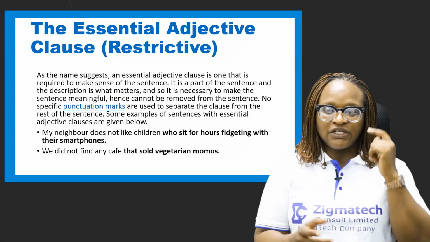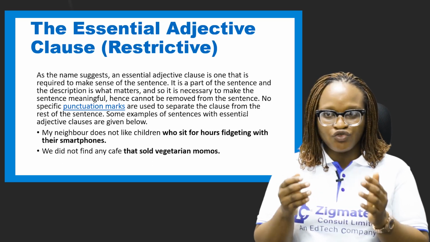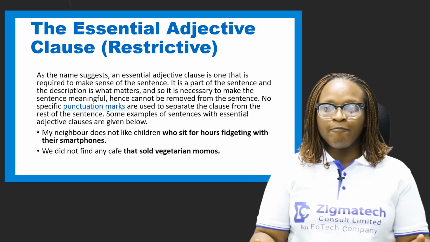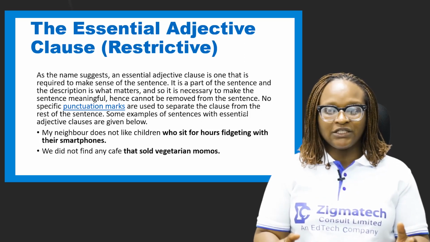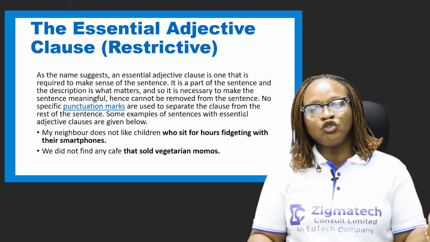Alright, so these are some of the examples, but let me throw more light on that. Now, when we talk about restrictive or essential, in a sentence where you want to identify your adjectival clause, we have it in such a way that it runs through.